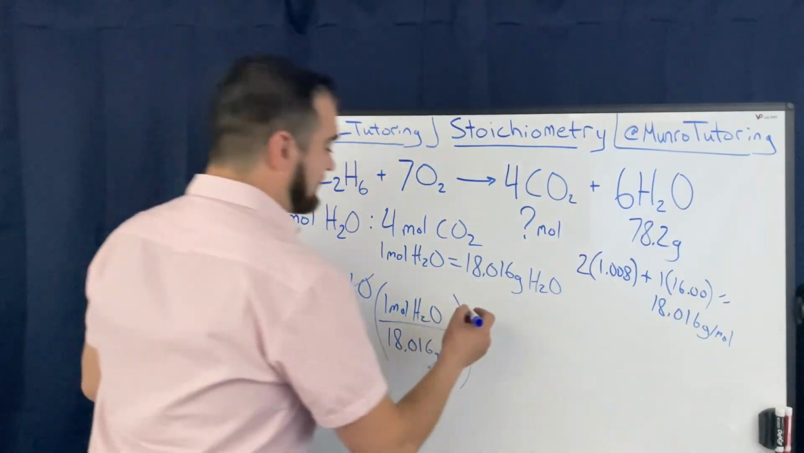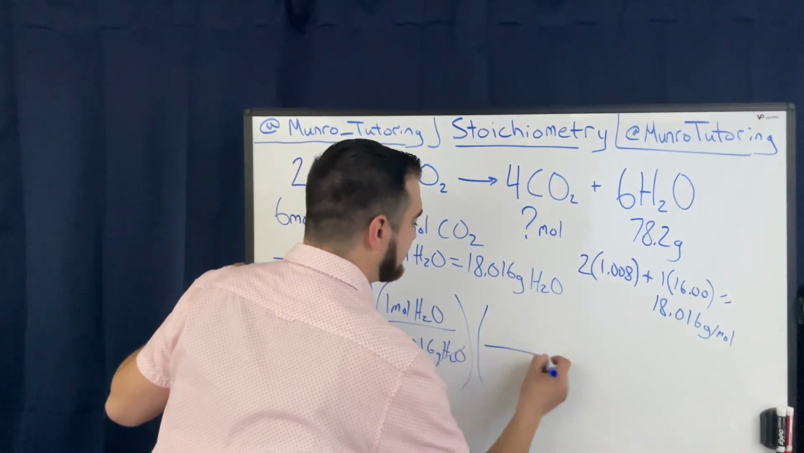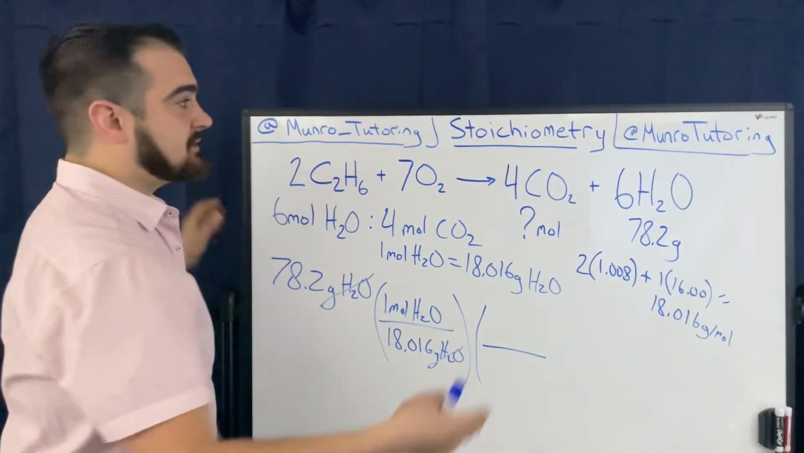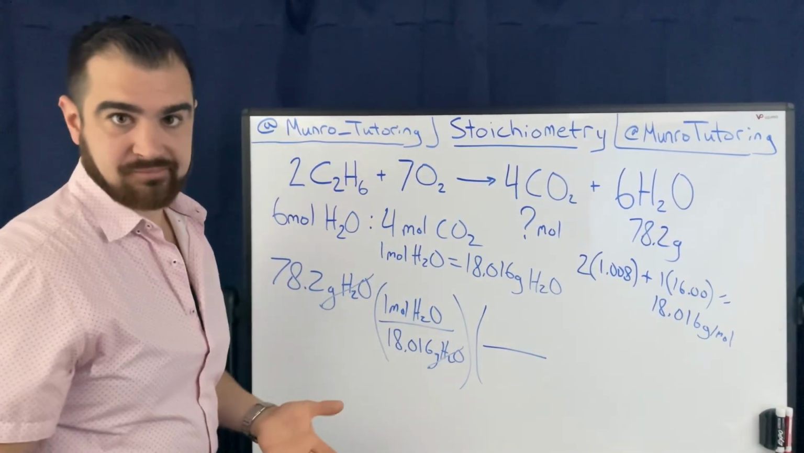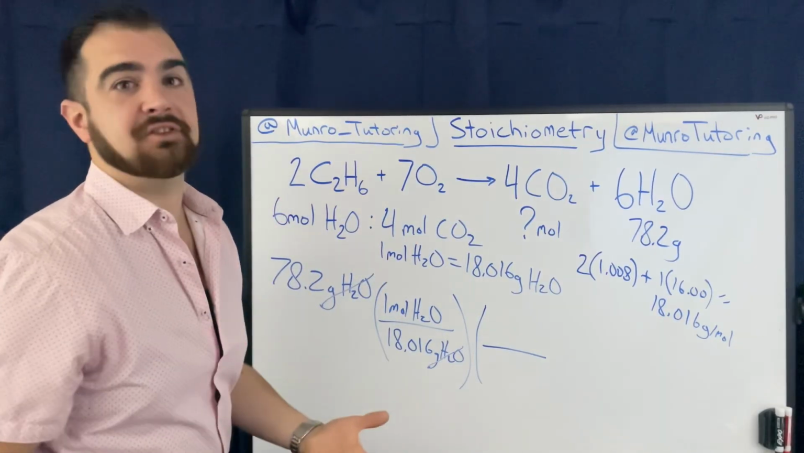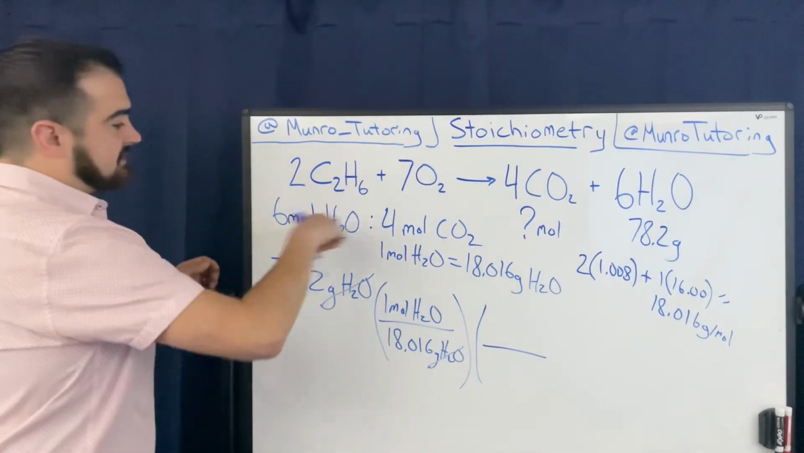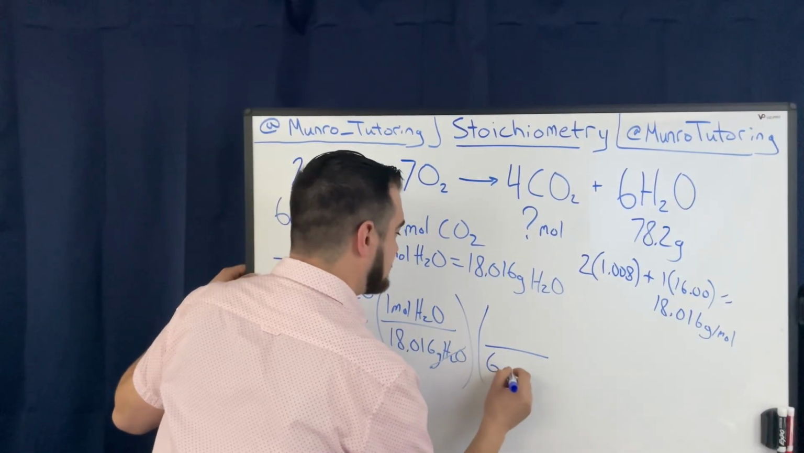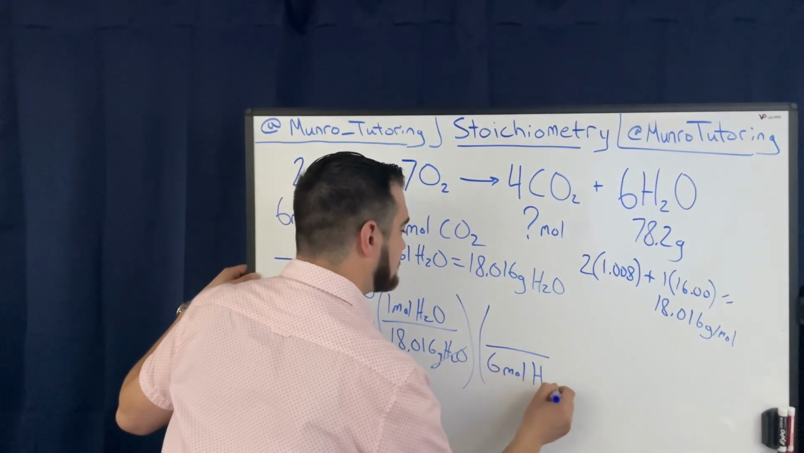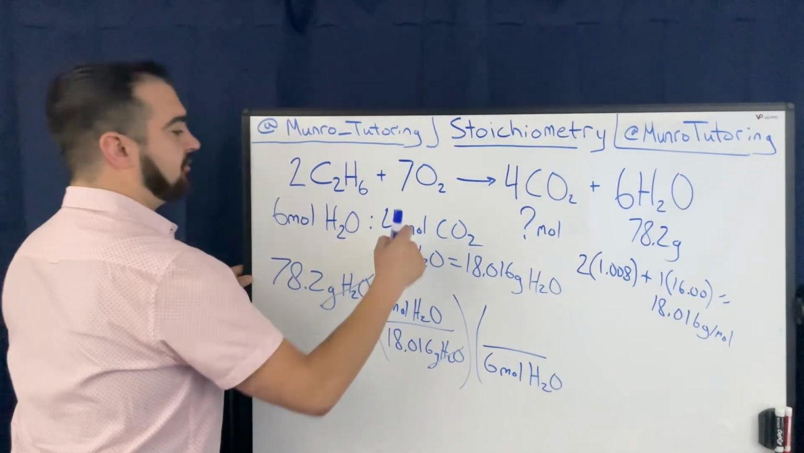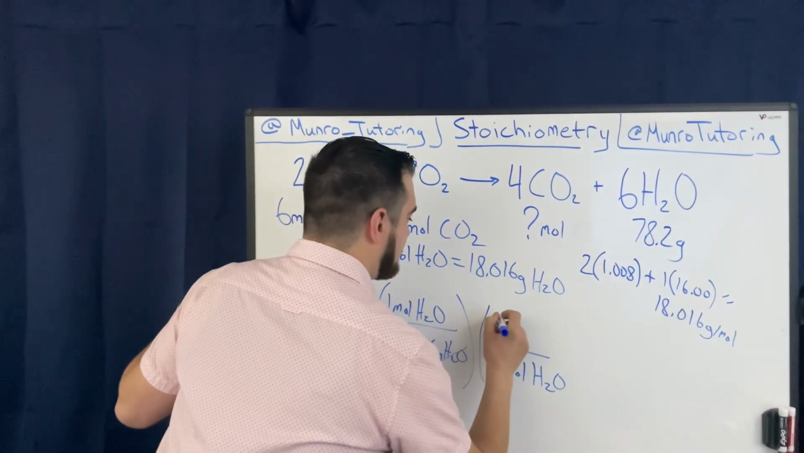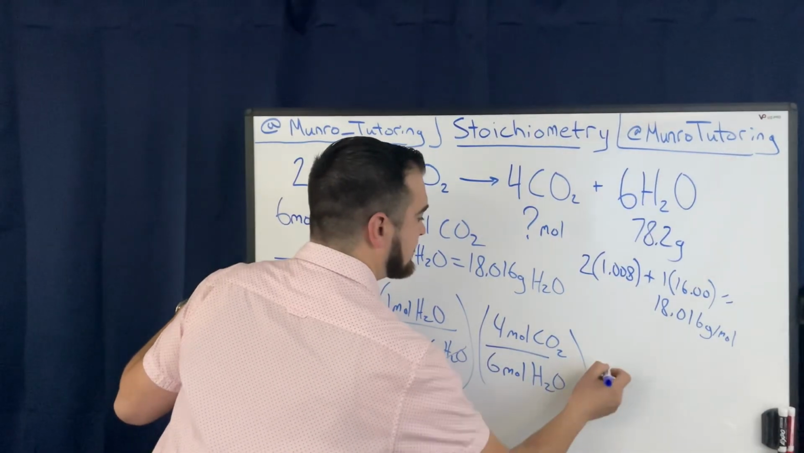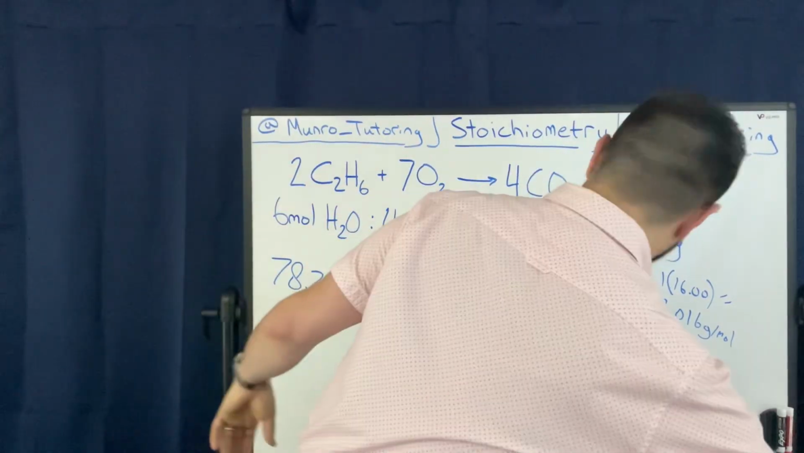So I set up another parenthesis, and then what piece of information relates moles of water to moles of CO2? That's the coefficients from the balanced equation. And this part is what makes it stoichiometry, right? So let's plug this stuff in. We want to cancel moles of water, so we're going to do 6 moles of H2O for every 4 moles of CO2. Let's close that off, and let's do this math.